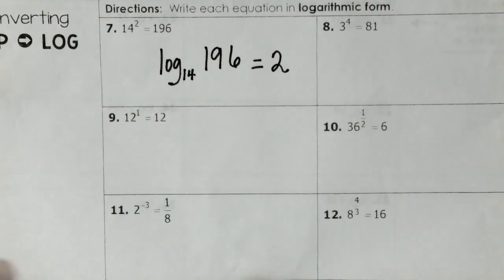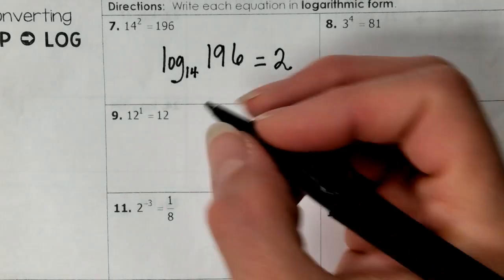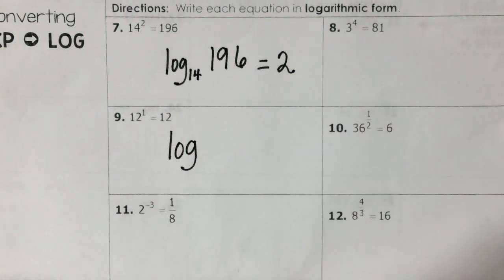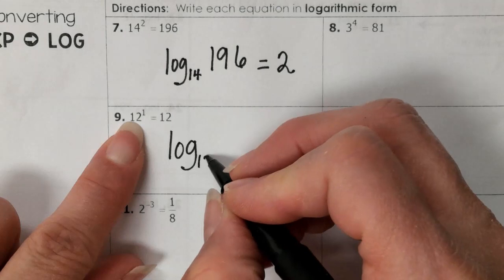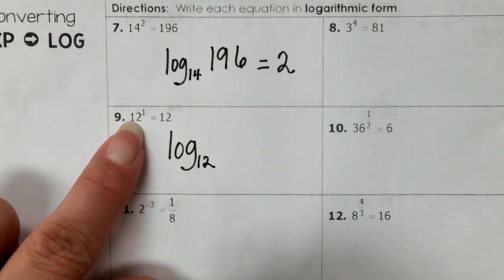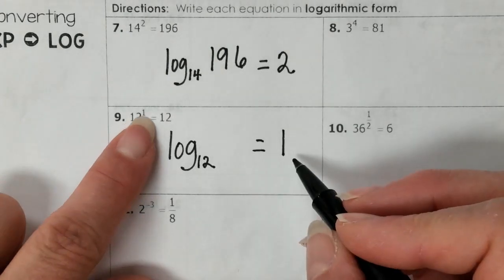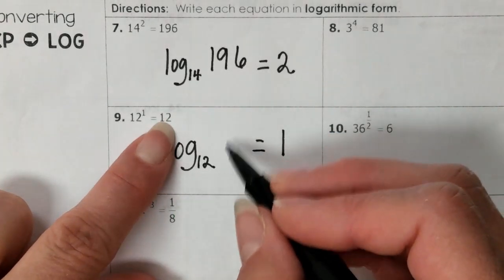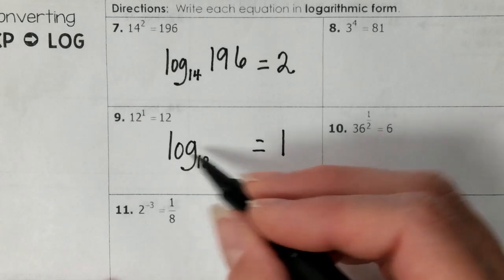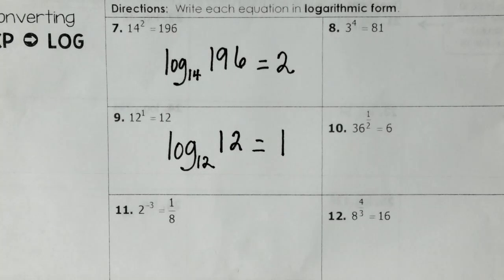Look at number 9 with me. We're only rewriting it. You're not solving them. You're just rewriting them. So this one's going to say log. The base is 12 right here, isn't it? So the base of your log becomes that 12. 1 is your answer, because the answer to the log is the exponent. And then the other 12 goes right next to the log word, right inside there. And this is your answer to number 9.